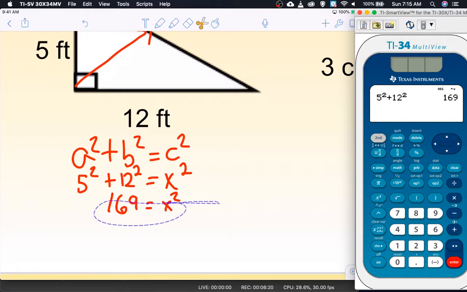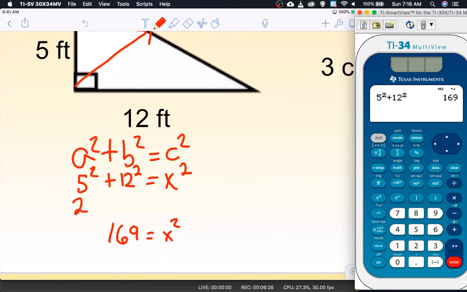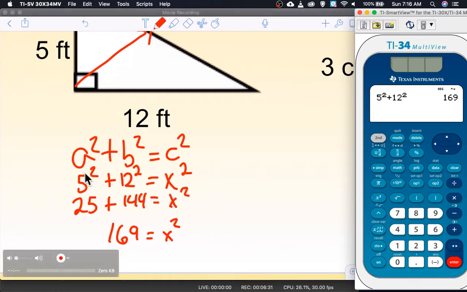Again, that came from, if you're doing this by hand without a fancy calculator, well, I've got the hiccups, you would get 25 plus 144 equals x squared. That's 5 squared is 25, 12 squared is 144.